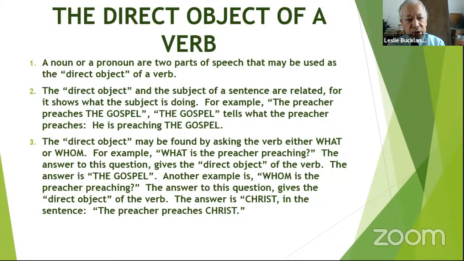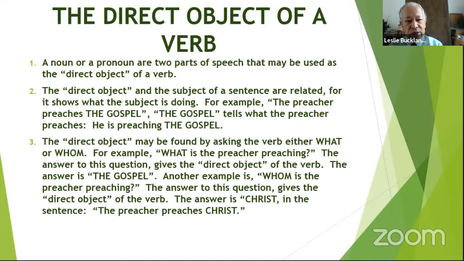So you may ask, whom is the preacher preaching? The answer to this question gives the direct object of the verb. The answer is Christ. Here is a different sentence from the first one: The preacher preaches Christ. So if you have the sentence, you ask the verb preaches, whom is the preacher preaching? Or whom is the preacher preaching about? And the answer is Christ. So you use whom in reference to a person, and you use what in reference to a thing.